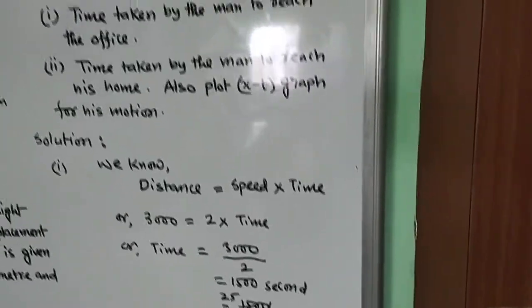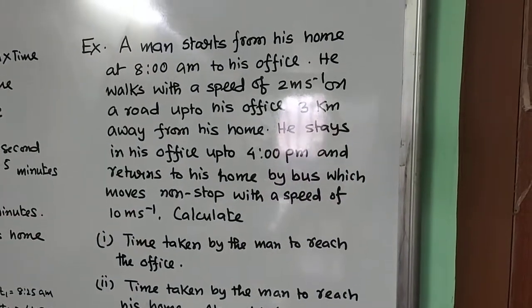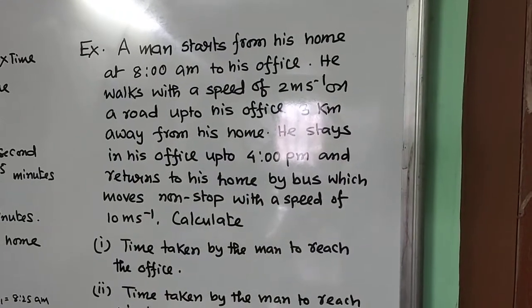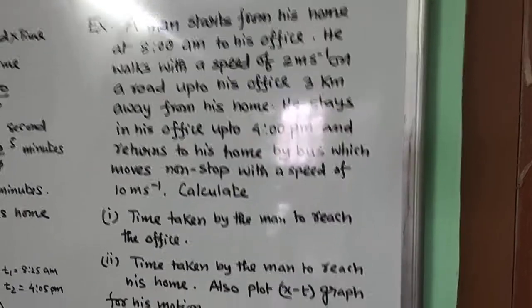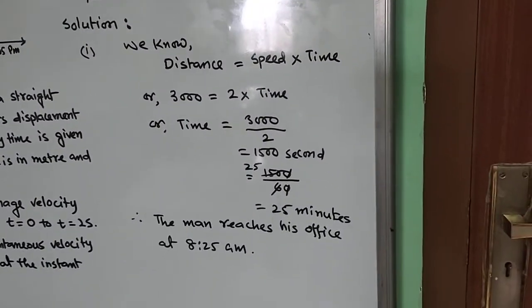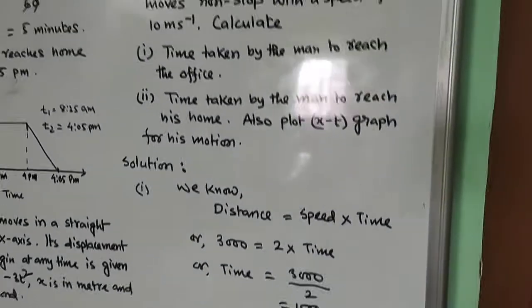So the person starts his journey from his home to his office at 8 a.m. After 25 minutes, the man reaches his office. So the time is 8:25. So the man reaches his office at 8:25 a.m.